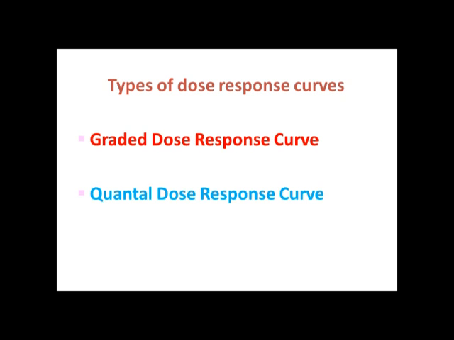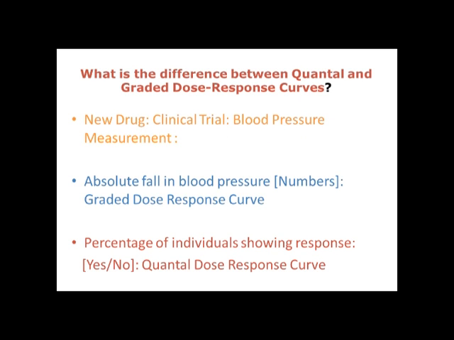There are two types of dose response curves. One is the graded dose response curve, and the next one is the quantal dose response curve. What's the difference between these?